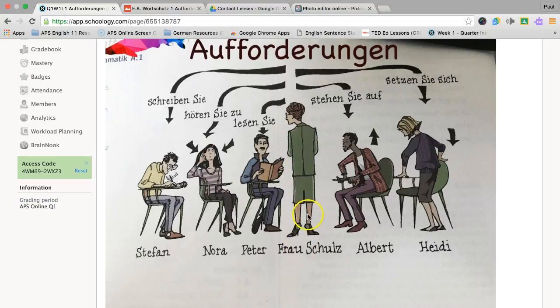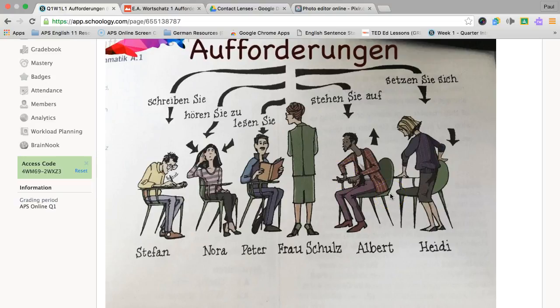Das ist Frau Schulz. So Frau Schulz would mean Mrs. Schulz here. So you're calling me Herr Taylor. Herr means Mr. Frau means Mrs. So Frau Schulz. Das ist Albert. Hallo Albert. Und das ist Heidi. So we have a cast of characters here that are going to come up in our learning a lot in our lessons. Stefan, Nora, Peter, Frau Schulz, Albert, und Heidi.